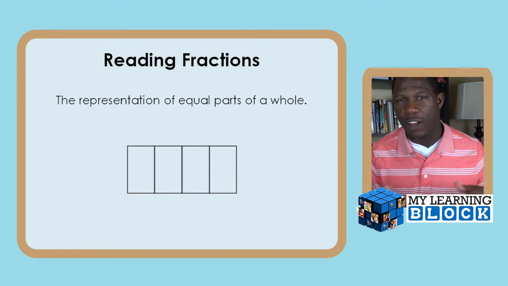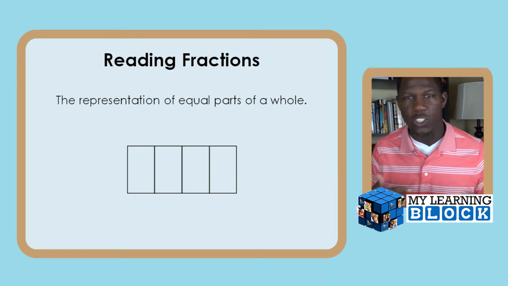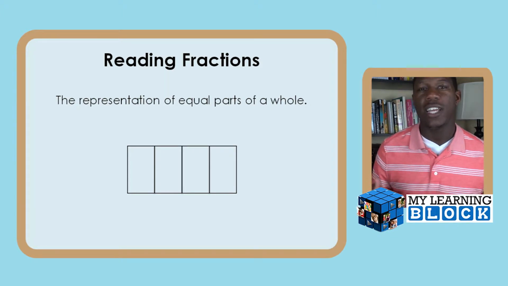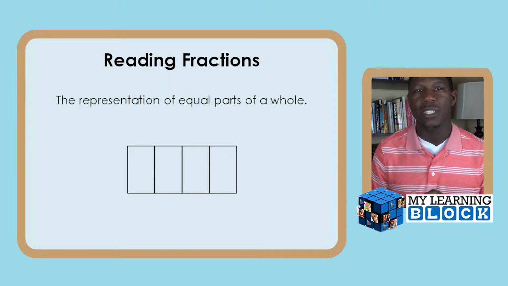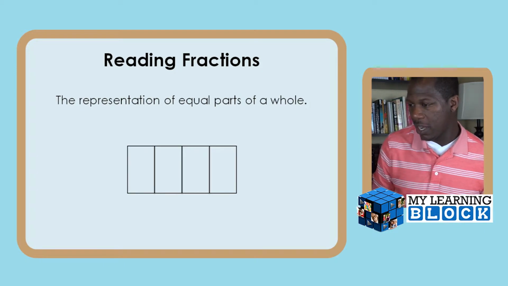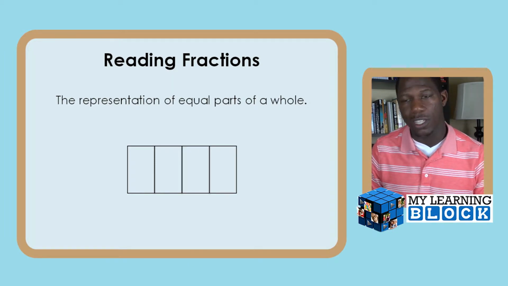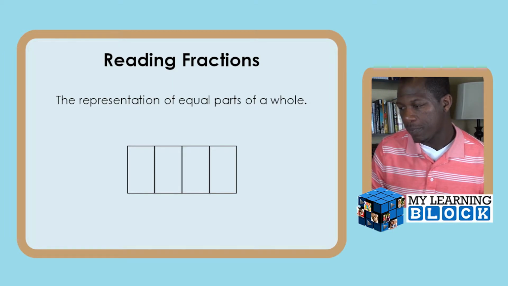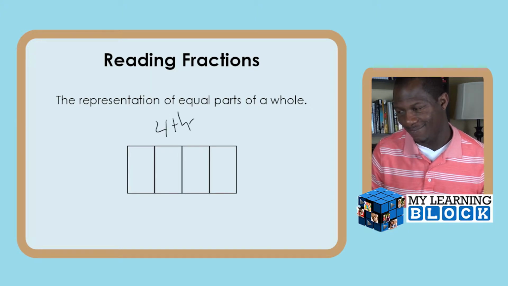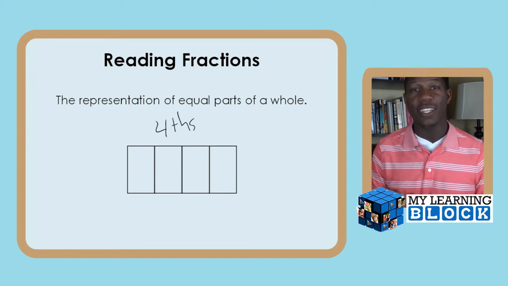So what we're doing is reading fractions, and what that consists of is understanding the representation of equal parts. Your child uses it a lot. They're understanding that fractions represent equal parts. So for instance, this was one rectangle. Now it is composed of 4 different equal parts. So this is broken down into fourths. That's the first part.